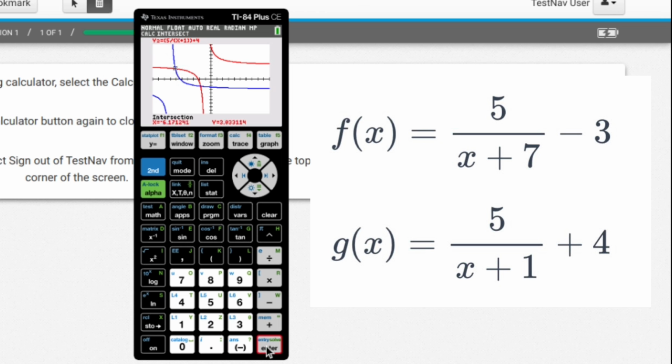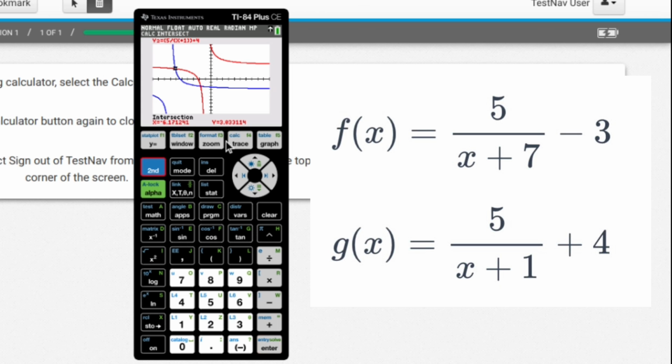So if I hit enter, it gives me the intersection of negative 6 point blah, blah, blah. This is precalculus, so I'm going to make sure I have 3 decimals, and 0.1712 rounds to 0.171. So my first zero is negative 6.171. What about y? I'm being asked to solve for x. I'm not being asked to solve for y. So let's find the other one.